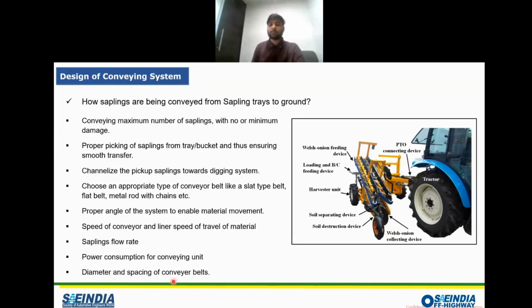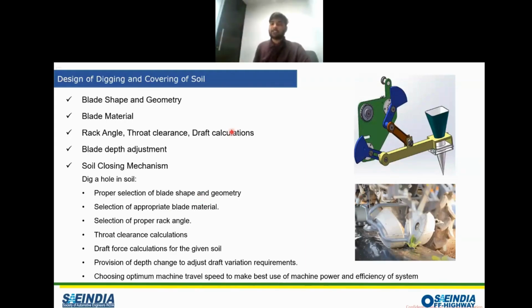that to the conveyor, like what kind of conveyor you are deciding, but yes, that should relate to what diameter we are providing in the sapling tray. Now coming to the digging and covering of the soil. Once the plant is conveyed through the conveyor, there will be some kind of digging mechanism which will dig a hole, and after digging, that plant will be placed. Along with that, we have the covering system which will cover the roots with soil.